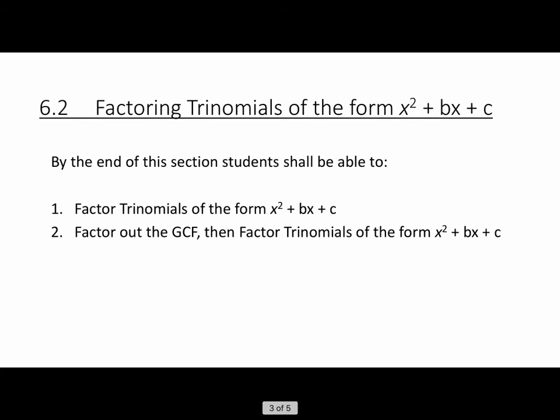So in section 6.2, we're factoring trinomials of the form x squared plus bx plus c. By the end of this section, students should be able to factor trinomials of this form. And also, if there's a greatest common factor of all of the terms, factor that out first and then factor trinomials of this form.